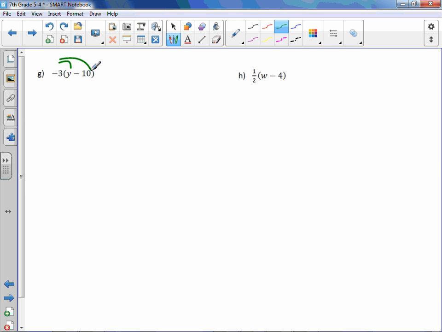Here's another weird negative one. So we have negative 3 times y. And again, we have negative and negative. So it's really positive, because a negative times a negative is a positive. 3 times 10. So negative 3y plus 30.